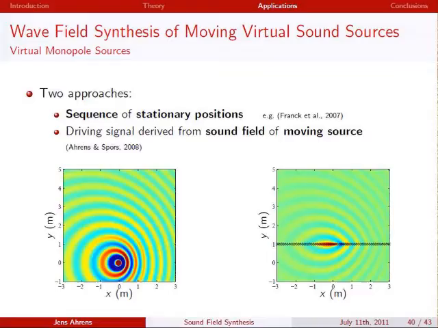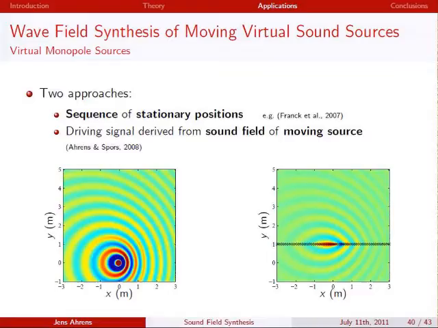What you can do is to synthesize a sequence of stationary positions and crossfade between them. Depending on how you choose the parameters, this on one hand can suppress the Doppler effect, but on the other hand, if you use very short intervals, this can also create a frequency shift. We have then proposed to derive the driving signal from a model of the sound field of a moving source in order to synthesize the Doppler effect. And this indeed works. I have an animation of that.